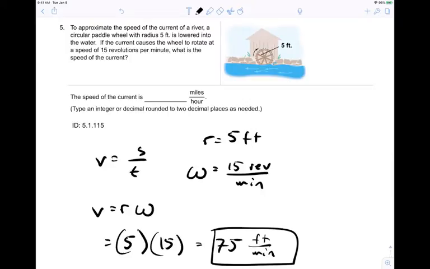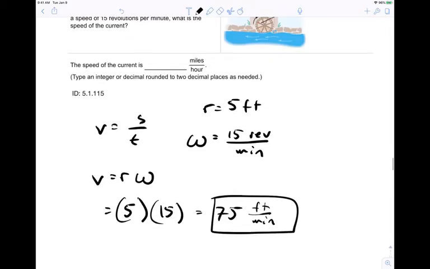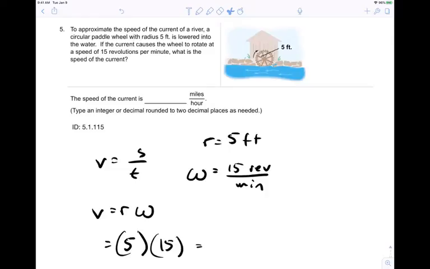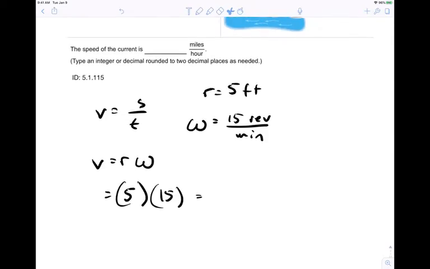Oh, we got to do some conversions. Okay. Let's back up. So let me make sure again. Approximate the speed, 15 feet revolutions per minute. What's the speed of the current? So we said, no, we got what? When we did this, we got what, 75? We got what, feet per minute? So we want miles per hour.